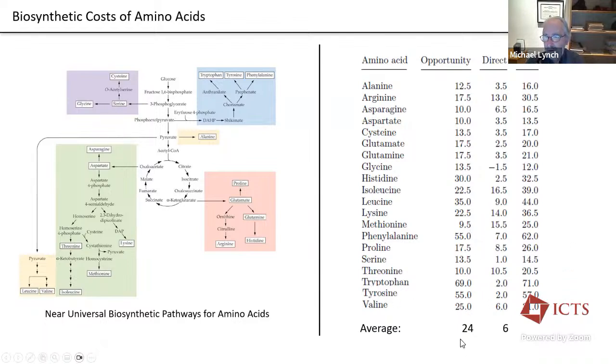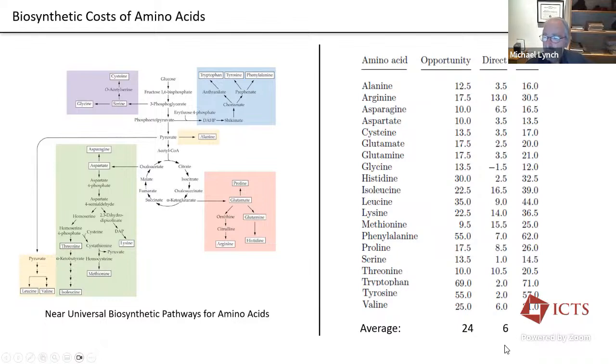On average, the opportunity cost for amino acids is 24 ATPs. So you're sort of leaving ATP equivalents behind in the substrate that you're using. And then there's these direct costs of on average 6 ATPs that are used in actually converting to the next step and the next step and the next step.